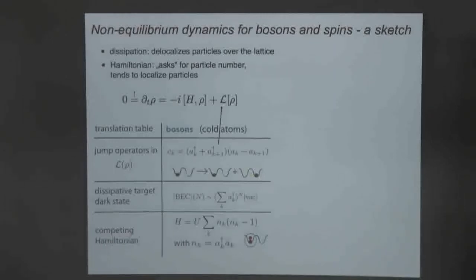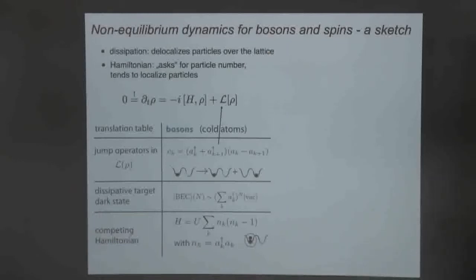If you run this dissipative dynamics for a certain number of particles initially present in a lattice, then the system is for long times driven into a BEC where particles are delocalized over the whole lattice. Now imagine that you switch on at the same time the normal Hubbard-type interaction Hamiltonian, where particles interact, provided that there are two or more on a single site.